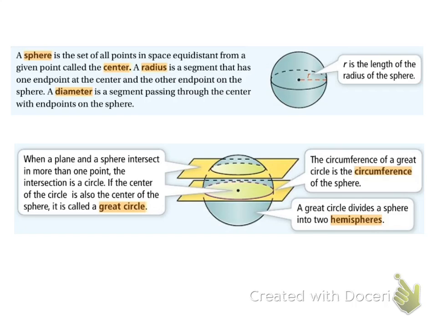Something special about spheres are great circles. If you look in this picture down here, you can see that there's a circle there, and a circle there. This second one is a great circle, because the center of the sphere is the center of this circle. You could have one go in that direction, or in this direction, with this being the center. If you think of the Earth, the equator is a great circle, and lines of longitude would also be great circles. The circumference of a great circle is the circumference of the sphere, and any great circle splits the sphere into two hemispheres.